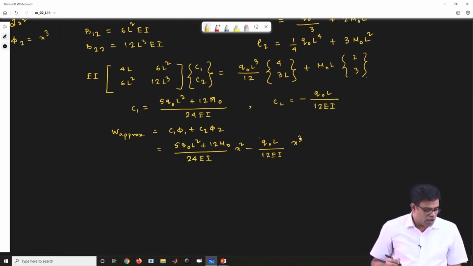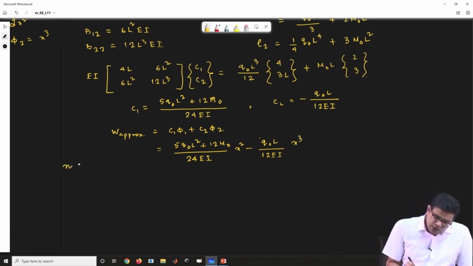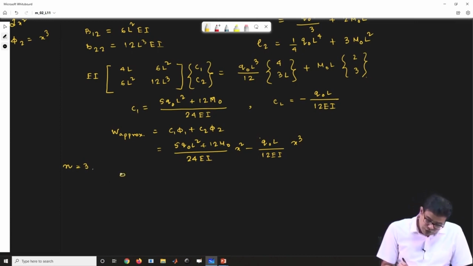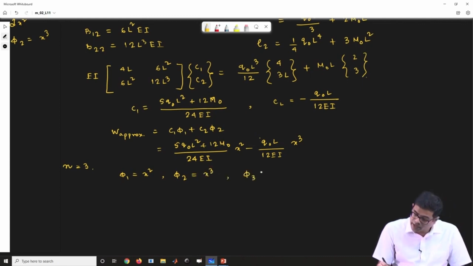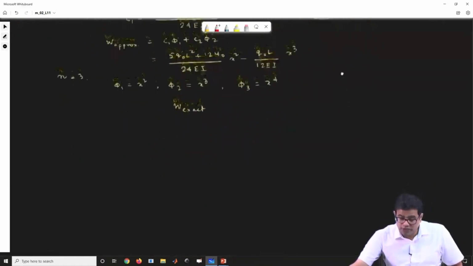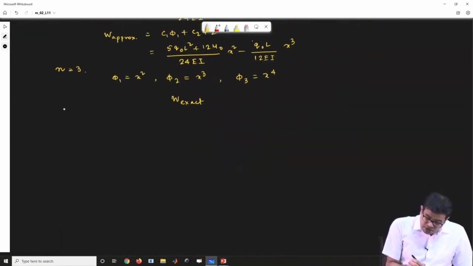Now if you do it for n equals 3, then you will see that you would reach the exact solution. For instance, if I choose phi 1 as x square, phi 2 as x cube, and phi 3 as x to the power 4, then we get the exact solution. So again, this validates it. I will not do this in detail; rather I will write the matrix form of the solution of the problem.